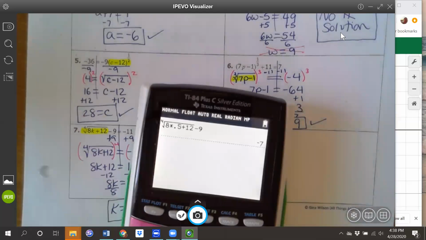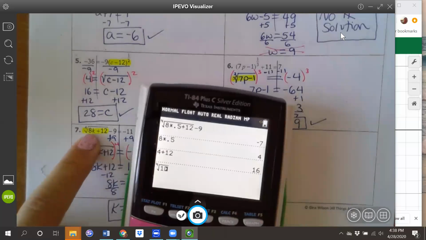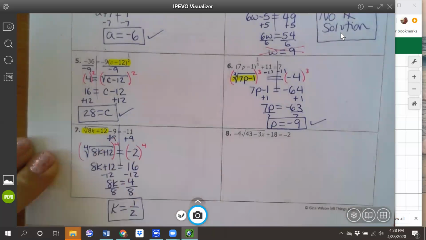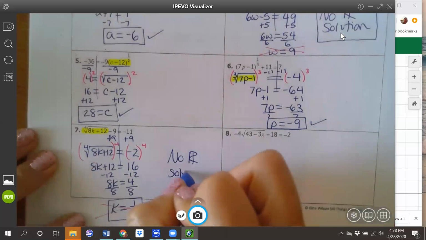Nope. Did I mess it up when I put it in? Let me do 8 times 1/2 is 4, and then 4 plus 12 is 16. So then it would be the 4th root of 16, and then subtracting 9. Yep, that is a -7. That is not negative 11. What does that mean? That means that this is a false answer, and there is no real solution.